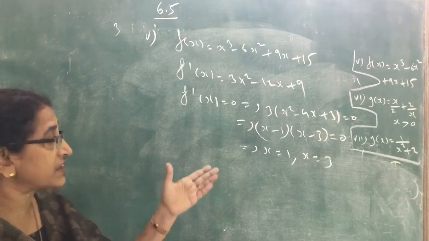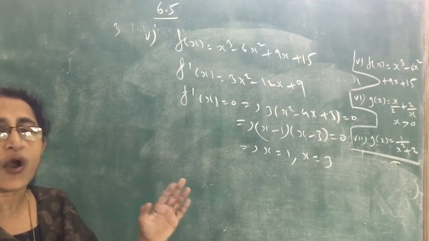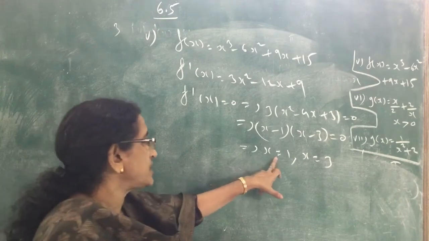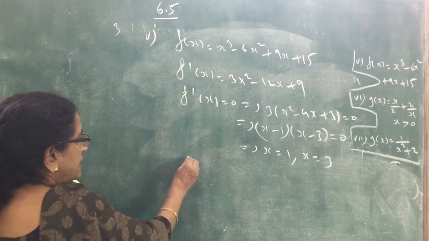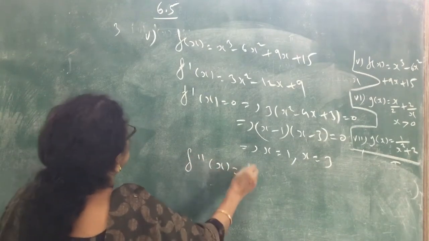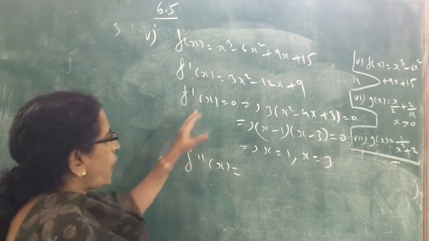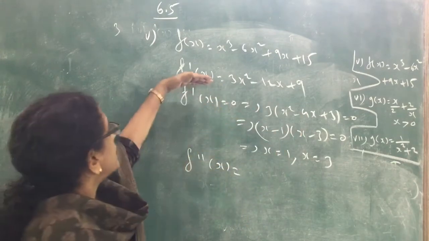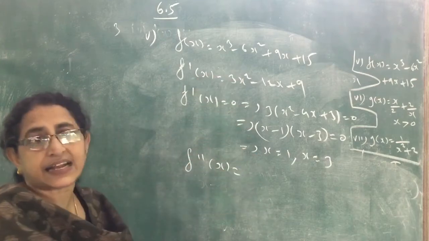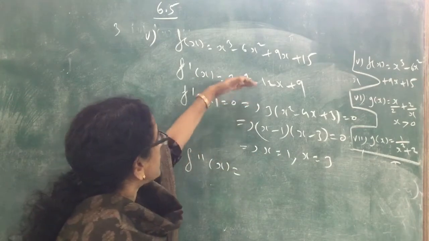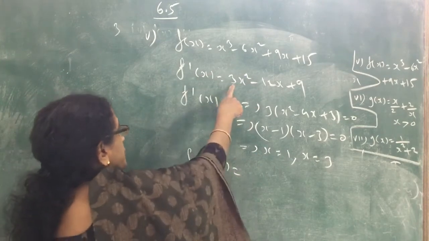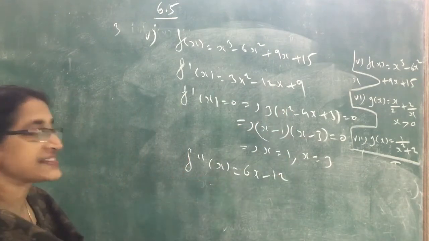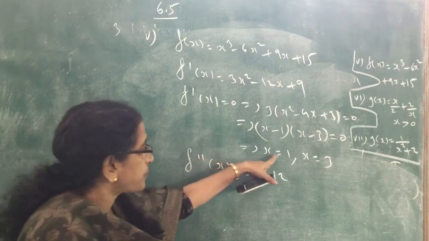Now we have to check whether these points are points of local maxima or local minima. For that we have to find the second derivative and substitute these points in it. Don't cancel the 3; from the first derivative itself find the second derivative. The derivative of 3x square is 6x, and of minus 12x is minus 12. So that is the second derivative. Now we can substitute these points one by one.